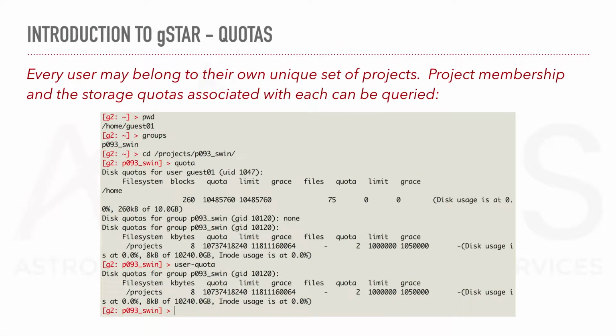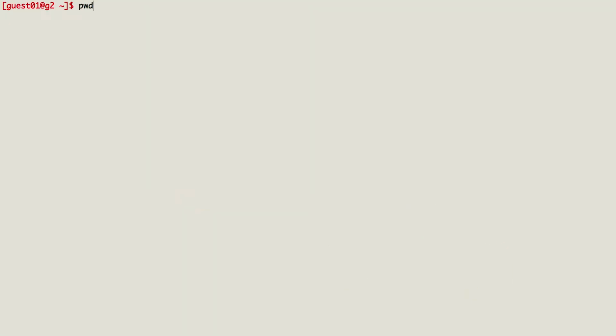Users may have access to project resources on gSTAR. This includes their user storage and the project storage associated with any groups they may be a member of. This information can be queried using the groups, quota, and user quota commands. To demonstrate, we first get a list of the groups we are a member of with the groups command.